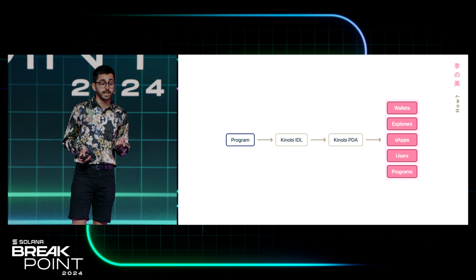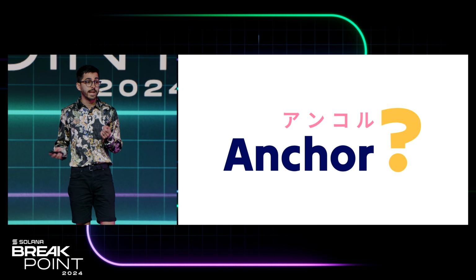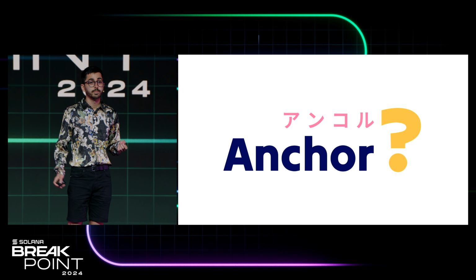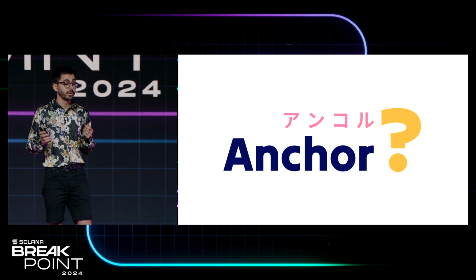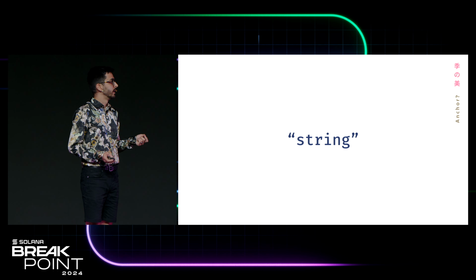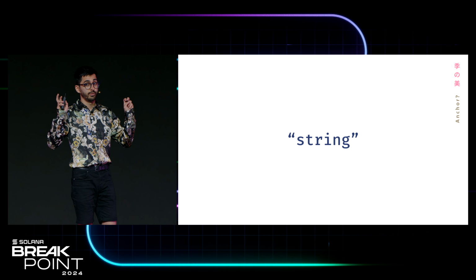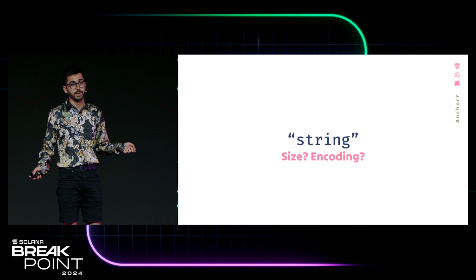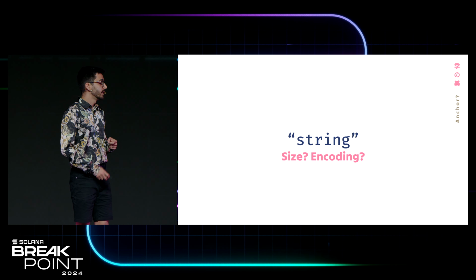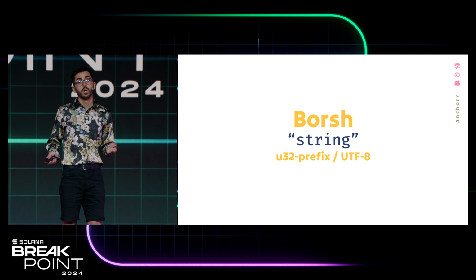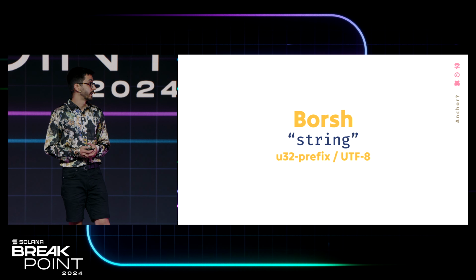Great, but I know what you're thinking. How is it different from an Anchor IDL, right? Well, Anchor is an opinionated framework, meaning its IDL makes plenty of assumptions. Let me show you an example. This is how strings are described in Anchor. Now, if you give me a bunch of bytes and tell me string, I still have plenty of questions. For instance, what is the size of the string, and how is it encoded? And the answer to all these questions with Anchor is Borsh, and sometimes Bytemuck. But these aren't the only serialization strategies out there.